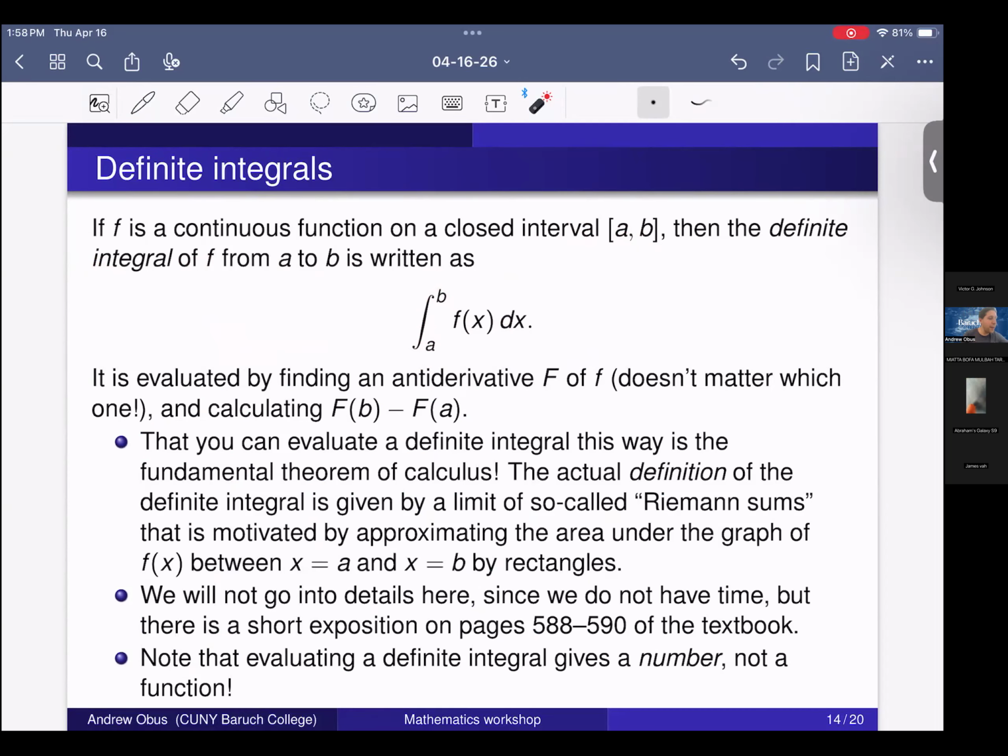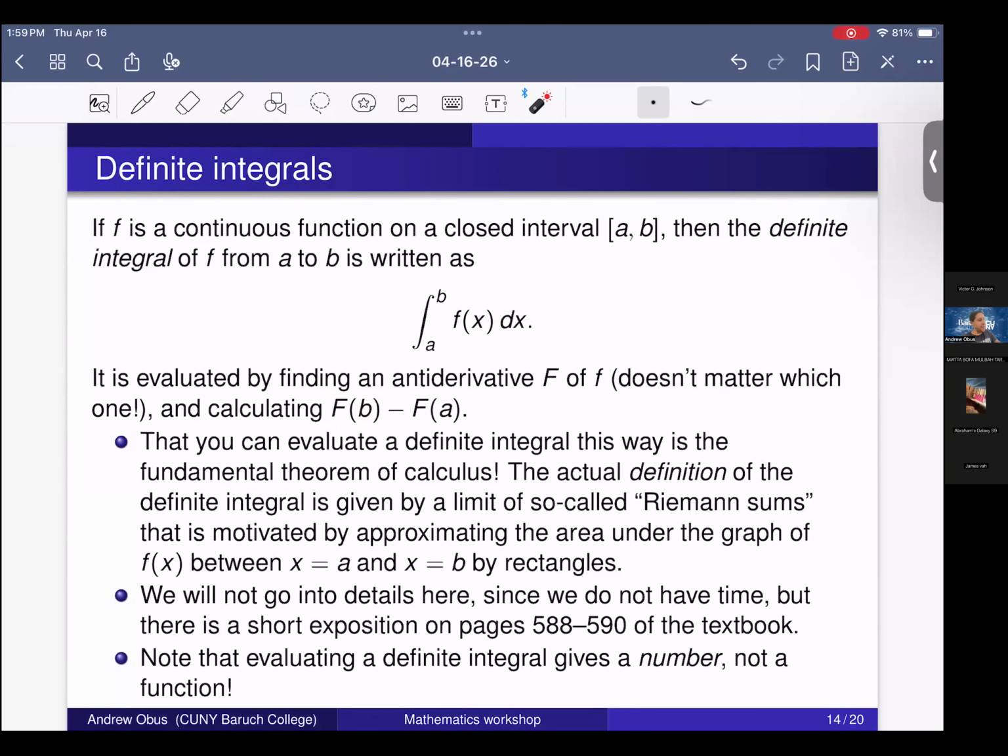And how do we evaluate it? It's just like a standard integral. You take the antiderivative, but instead of just leaving that as a function, you plug in b and you plug in a and you subtract. So you find the antiderivative and then you do F of b minus F of a with the antiderivative.